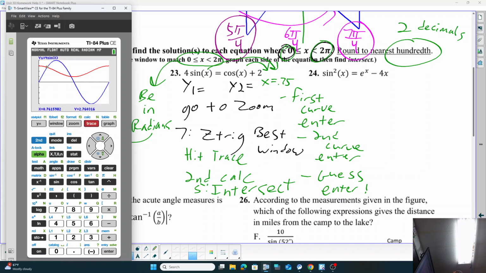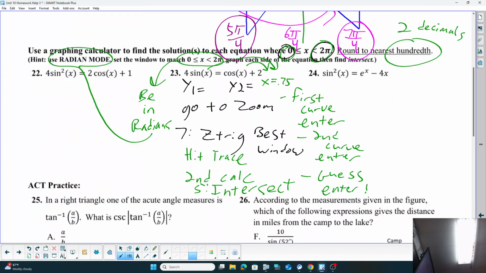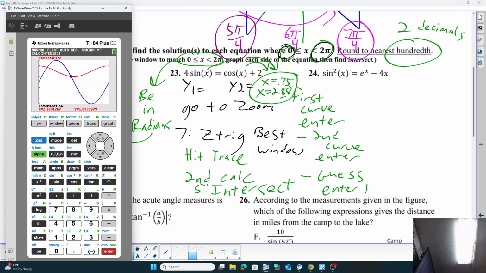Then we'll hit trace again, and we'll head over to the other one. Oh, too far. I'm back. Okay, so do it again. Second calc. You're going to go to intersection. Enter, enter, enter. And enter. Okay, 2.88. So the other answer is that x equals 2.88. And so those are your two answers for question 23.